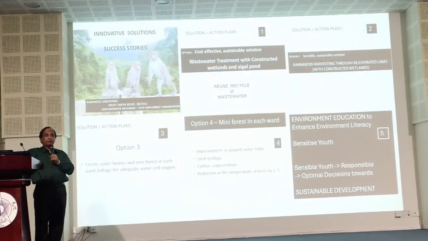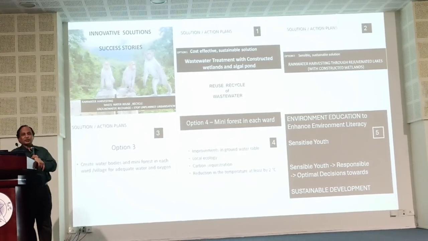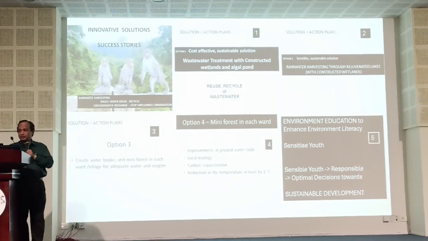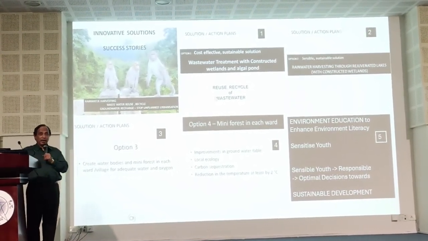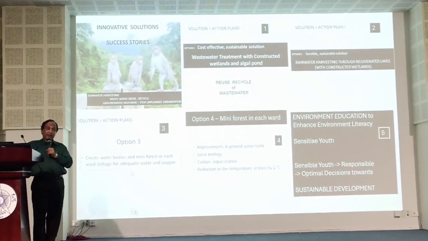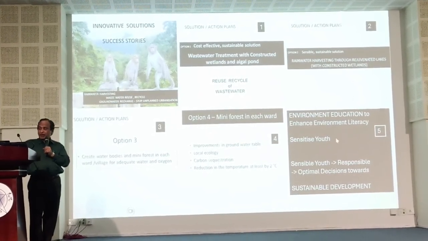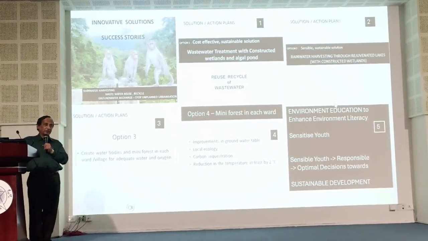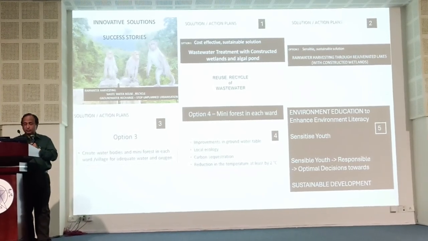Now, what else can be done? Okay, this is my last part of the talk. How we can take the science to the society. I said that my wastewater treatment technology is working at Jagpur and many places, okay. And then rainwater harvesting is happening, and we have created water bodies and mini forest in each ward. And then most powerful thing is environment education at all levels. We have been sensitizing the youth as far as possible.